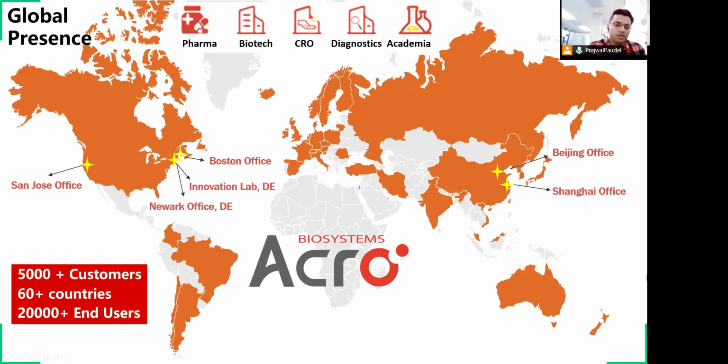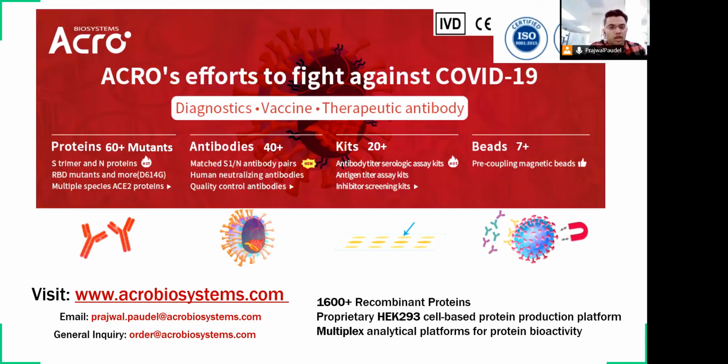ACROBiosystems has a global presence with offices in Beijing, Shanghai, West Coast, and East Coast. We have more than 5,000 customers in over 60 countries in pharma, biotech, CRO, diagnostic, and academic space. ACROBiosystems is ISO certified, and some of our COVID-19 diagnostic kits are also IVD certified. In addition to the COVID product line, we also offer more than 1,600 recombinant protein catalogs, including immune checkpoint proteins and CAR-T targets.